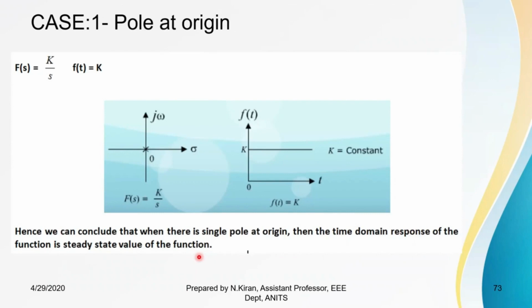First case, let us assume the pole is at 0, the origin. If the pole is at the origin, the function will be in the form of some constant K by s. This indicates that there is a pole at the origin. If I apply the inverse Laplace, it will give me some constant value. So if I have a pole at the origin, its time domain behavior will be nothing but a constant value. Hence we can conclude that if there is a single pole at the origin, the time domain response is nothing but a steady state value or a DC value.